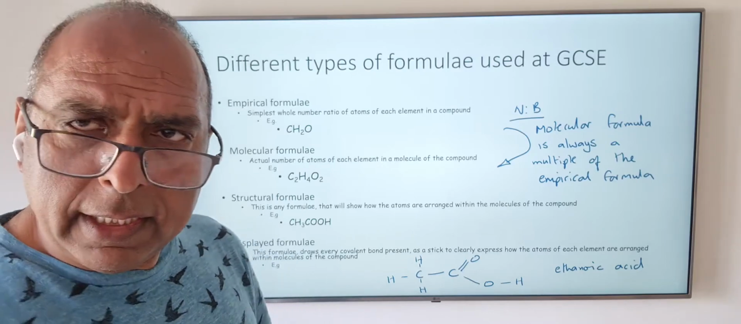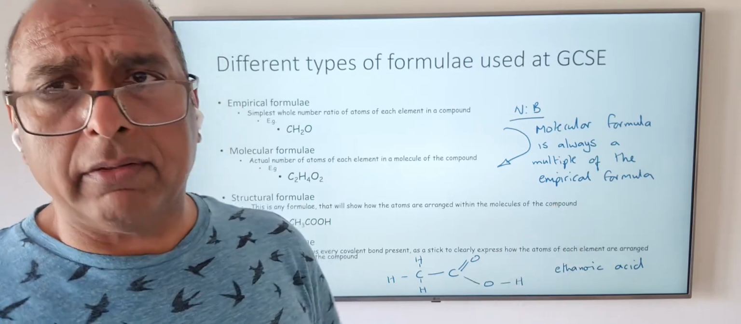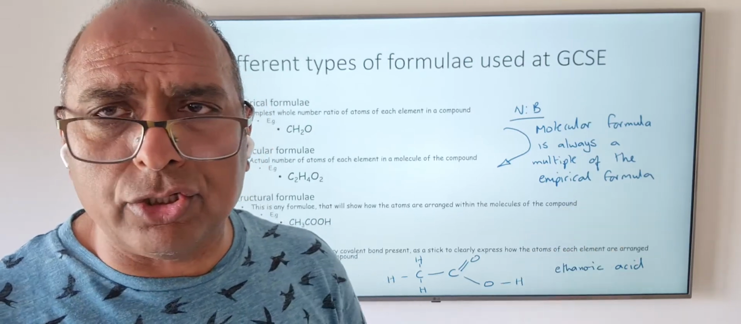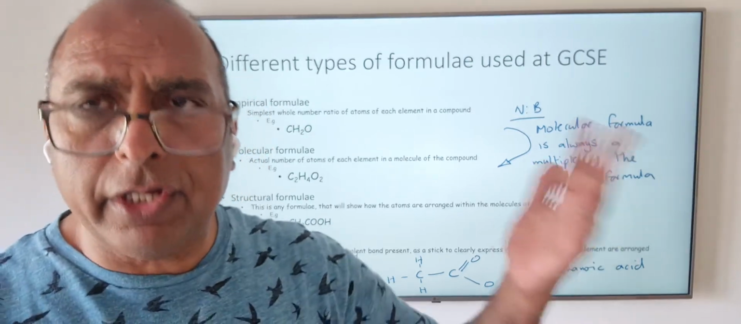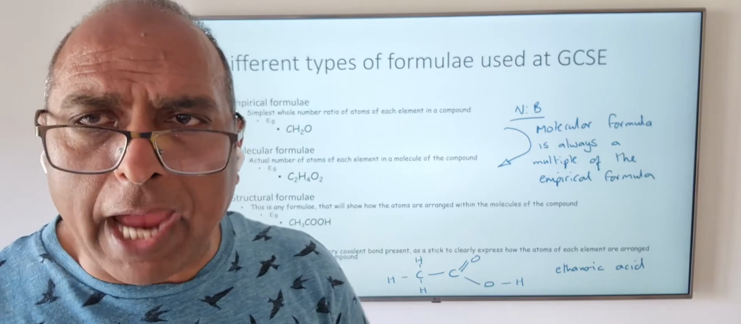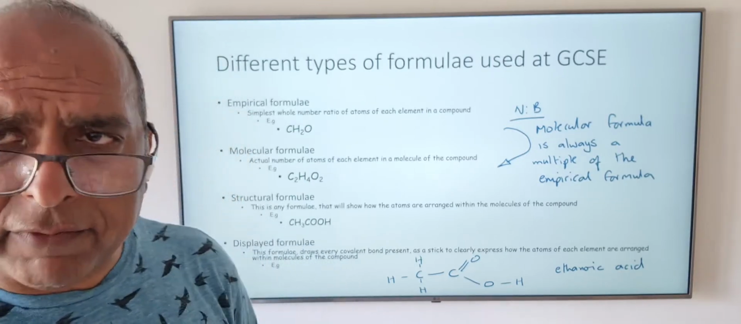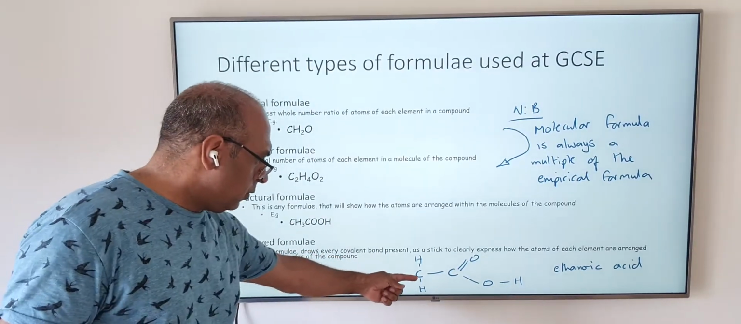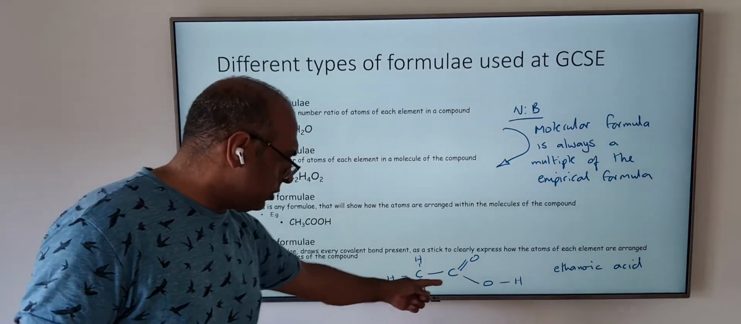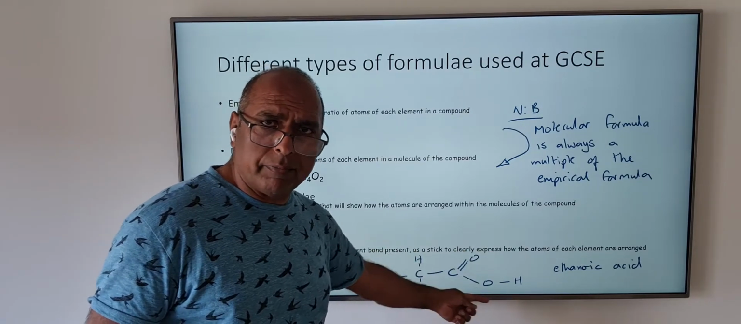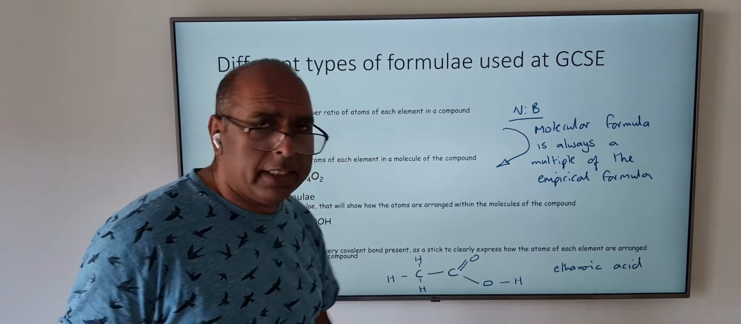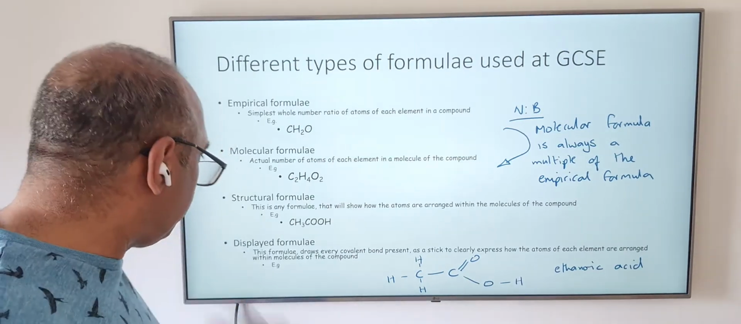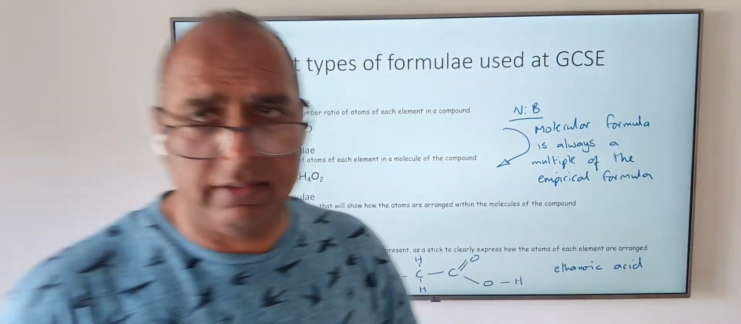CH3COOH. But the final formula, the displayed formula, tells you every covalent bond, because you have to draw it in. For it to be a displayed formula, every covalent bond is drawn in, and that's the molecule. 1 carbon, 3 hydrogens, 1 carbon, double bond oxygen, bond oxygen, hydrogen. That is the displayed formula for ethanoic acid.